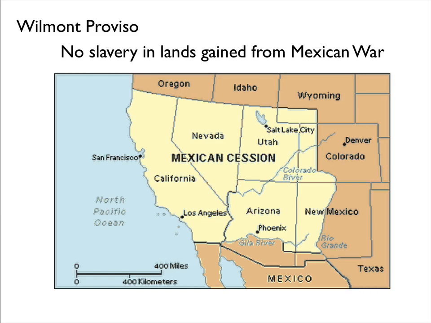The Mexican cession here is going to become a big, big problem. Because the North introduces a provision into the House of Representatives called the Wilmot Proviso. And that Wilmot Proviso says that no slavery will exist in the lands that were given to the United States by Mexico at the end of the war. That totally upsets the Southern plan to have new slave states maintain the balance of the Senate or even control the Senate.